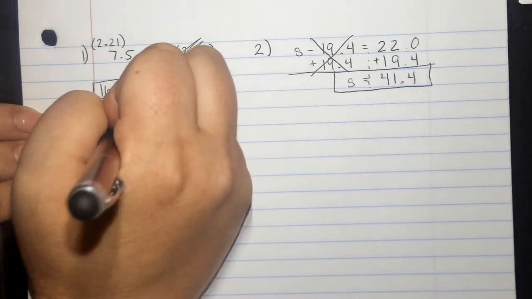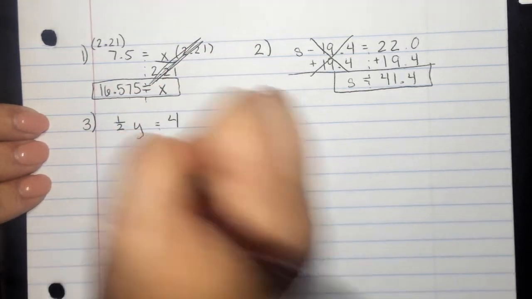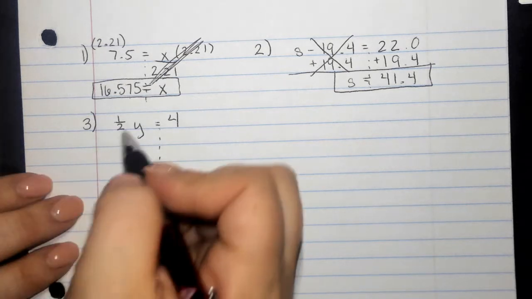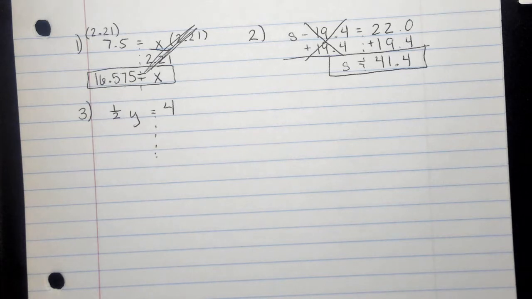All right, so on number 3, I have 1/2 y equals 4. What operation is happening here? Even though we have a fraction bar, that is a fraction and it's next to a variable, so it's still going to be multiplication there. Do y'all agree? That's multiplication.